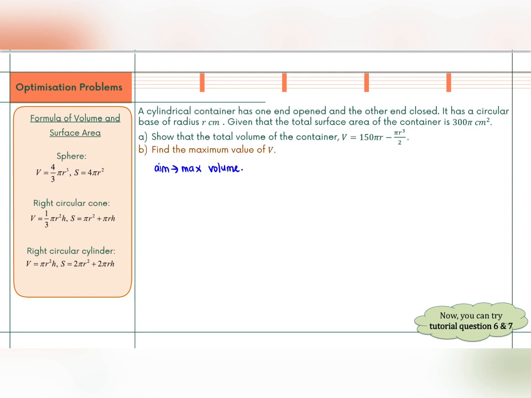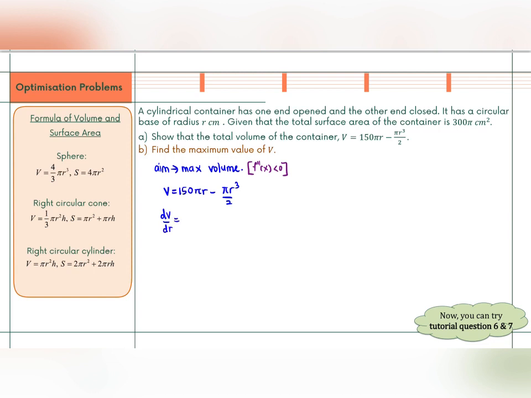So that means when we do the second derivative involving volume, we need the second derivative to be less than 0. Our aim is to have the second derivative f double prime of x less than 0, then it will maximize. Now from the previous volume equation, volume is 150 pi R minus pi R cubed over 2. So our equation is already written in terms of R, so we can find dV over dR.